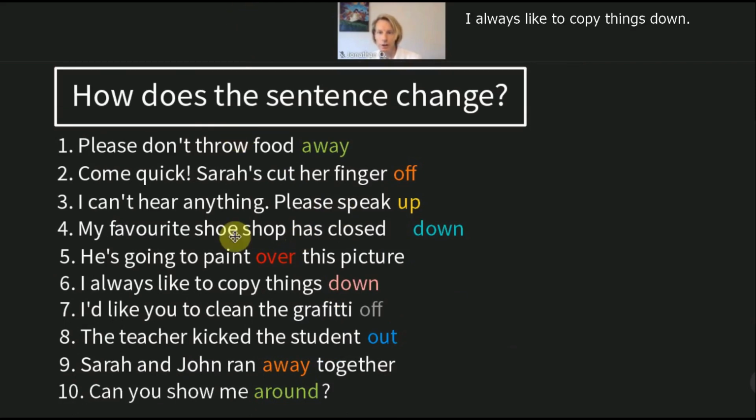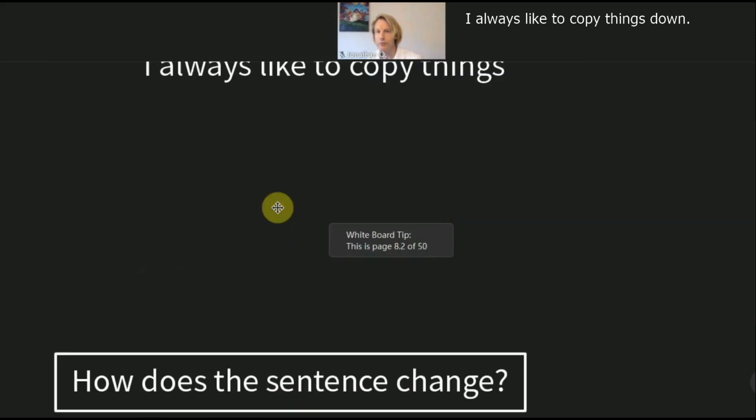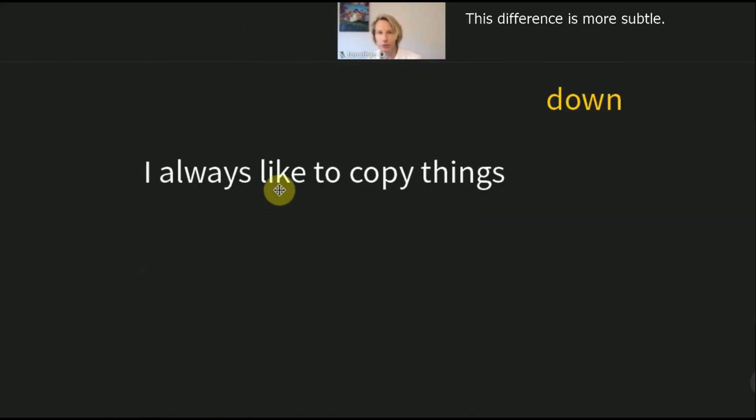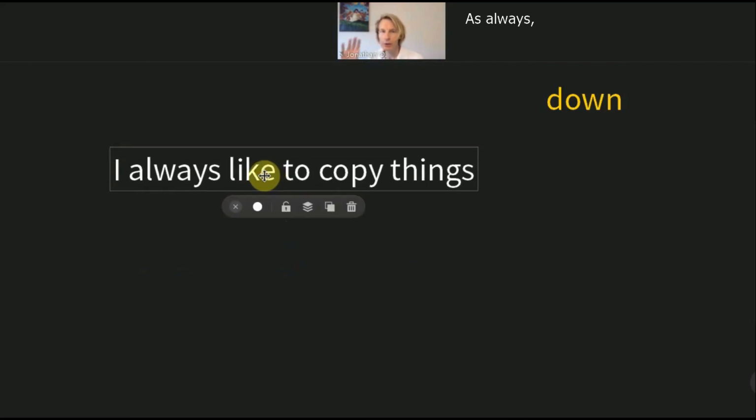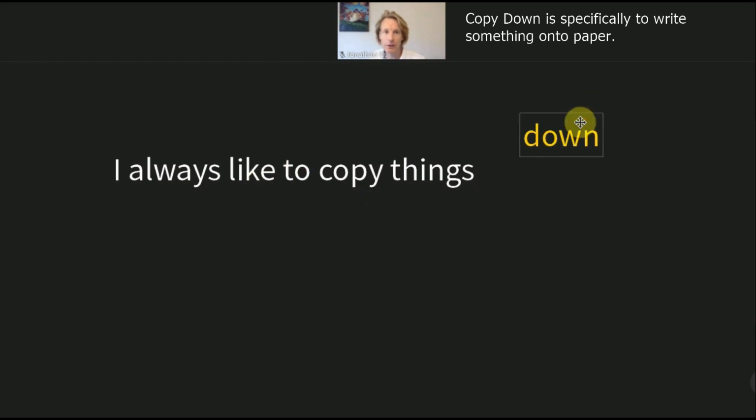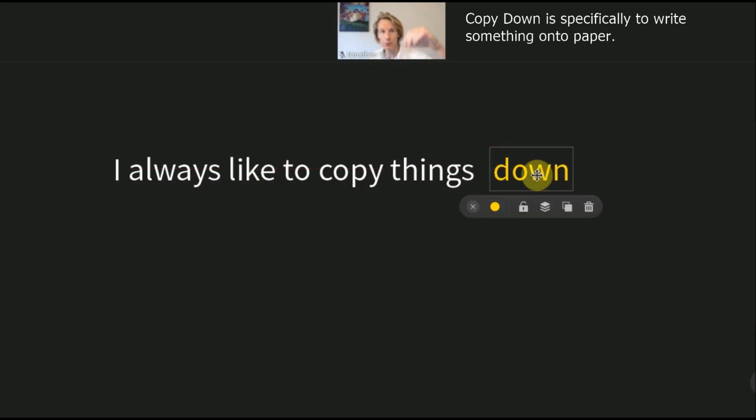Okay, I always like to copy things down. This difference is more subtle. Okay, as always, stop the video, think about it, and I'm going to tell you the answer now. I always like to copy things. I look on social media and I see decoration that I like. I see the way people dress, the clothes that they wear, and I say, oh, this is a good idea. I'm going to copy this. But copy down is specifically to write something onto paper.